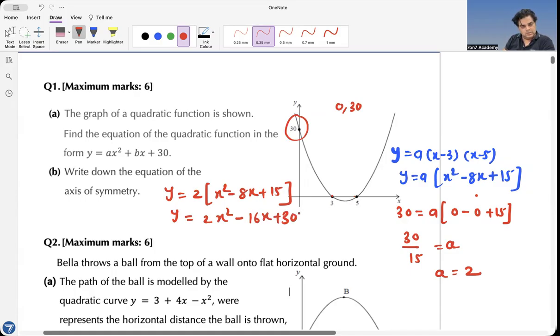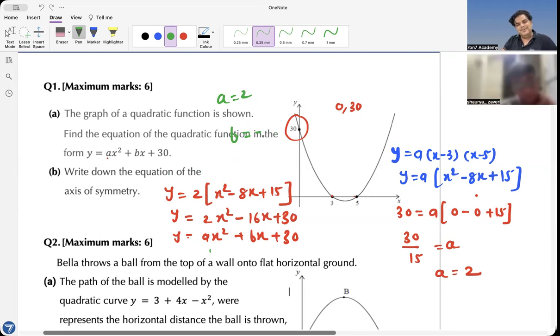Which is the same form they asked us for. So we compare. Actually it was y is equal to Ax square plus Bx plus 30. Yeah, so it's correct. So A is equal to 2, and B is equal to minus 16. Very good.